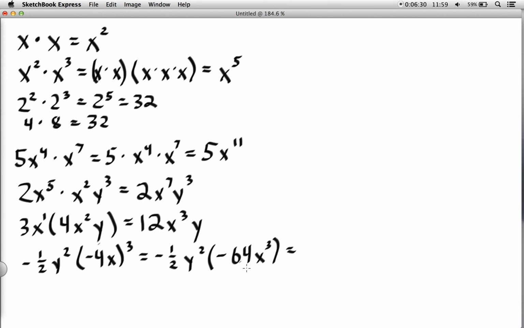So now, again, we just separate all the terms. First, we look at the constants. -1/2 times -64 is +32. And then we just have an x cubed and a y squared, all being multiplied together. All right, let's do one more of this kind of problem, and then we'll go to something new.